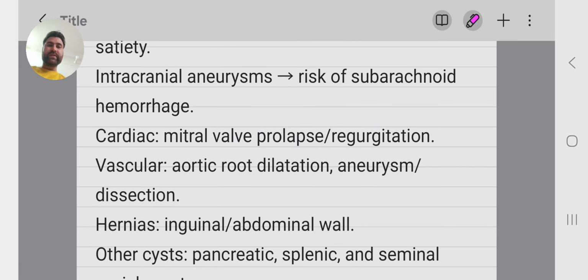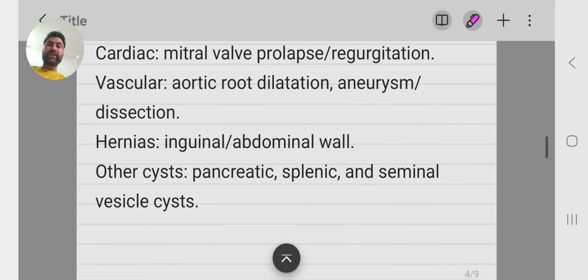Then cardiac manifestations are mitral valve prolapse and aortic regurgitation, which can be seen in these patients. Then vascular problems that can arise in ADPKD are aortic root dilatation, aneurysm and dissection. Then these patients can develop abdominal hernias and inguinal hernias. Other cysts that can be seen in the body are in the pancreas, spleen, and in the seminal vesicle. These are seminal vesicle cysts.